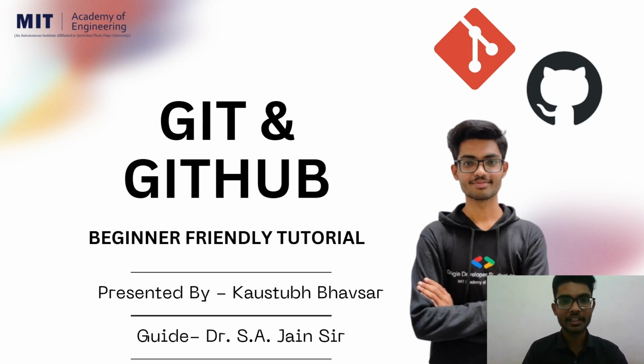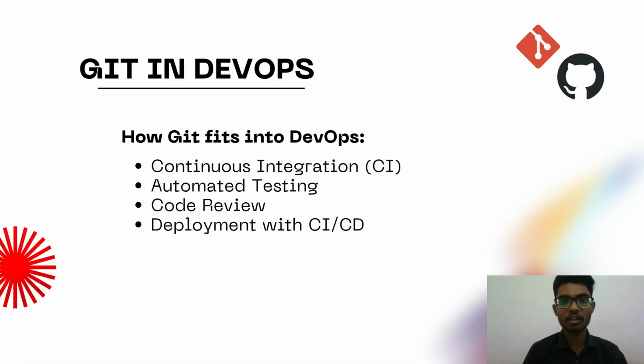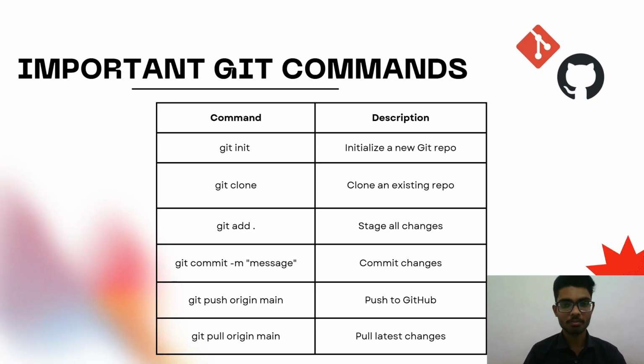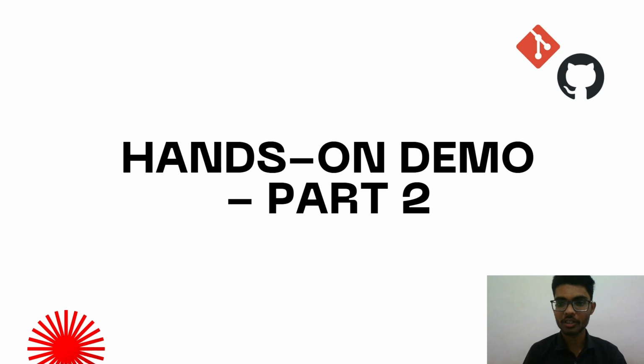So we are here in the second tutorial of Git and GitHub, and in this tutorial we will be mostly covering the advanced part. Advanced part means I will be trying to cover the branching concept, different kinds of branches in GitHub. Then I will try to cover conflicts, how to resolve merge conflicts, then reverting the changes and all other important things. In the last video we covered all of this part, and now we are on hands-on demo part 2.